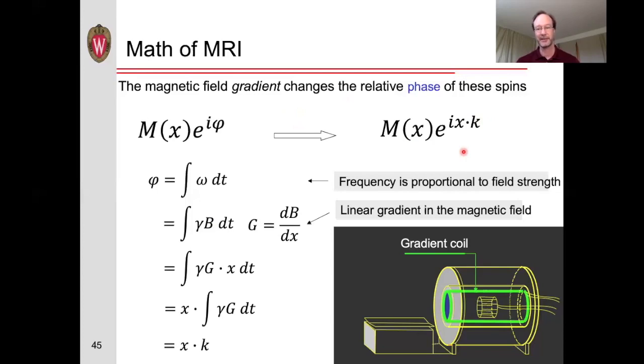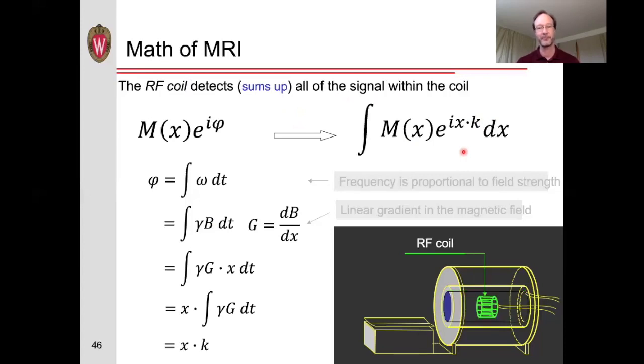Now we want to collect that signal with the radio frequency coil. What does that radio frequency coil do? It sums up the spins over the entire space, right? It just collects the data wherever it is in space, and essentially we see the sum of all of the spins. So mathematically, we can represent that with an integral.